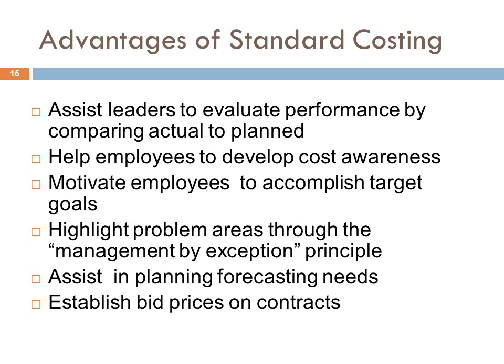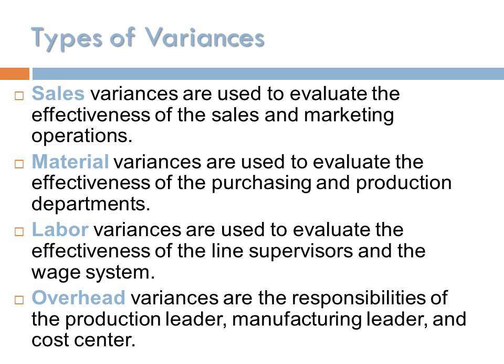Now, the advantage of using the standard cost, of course, is that it helps the leader to evaluate performance, helps employees to understand cost awareness so you can see what each unit represents, and helps motivate employees. Sometimes I think that's true and sometimes it may not be. And it may help highlight problem areas very specifically and not by bulk. Of course, it can assist in forecasting, and it can establish bids on certain types of contracts. Of course, that depends on what type of business you're in. Now, there are types of variances: sales variance, material variance, labor variance, and overhead variance. Variance simply means your difference from expected to actual.